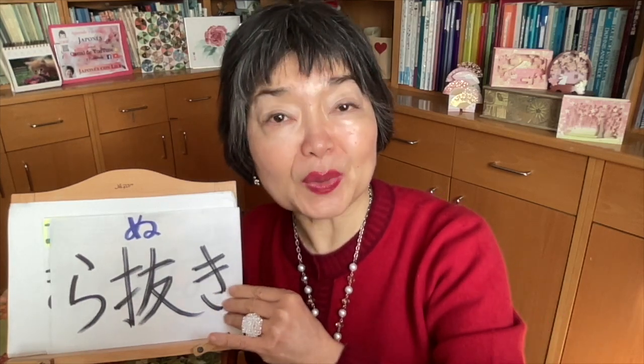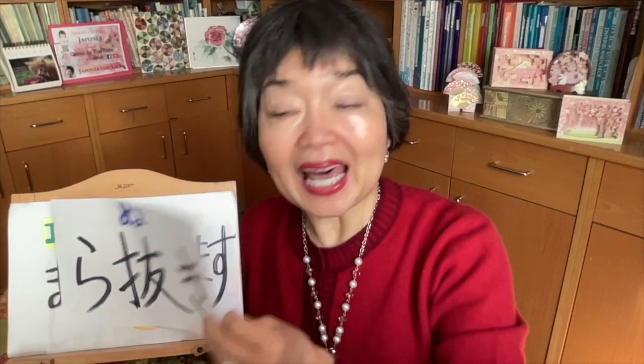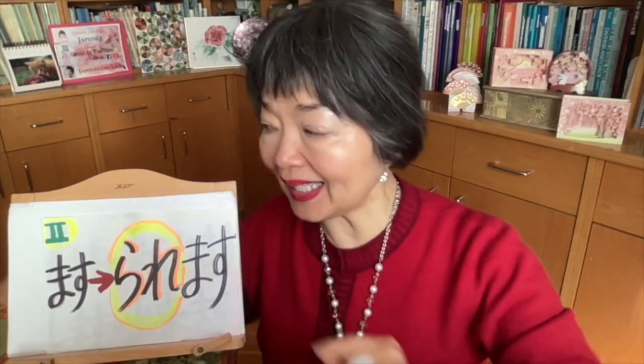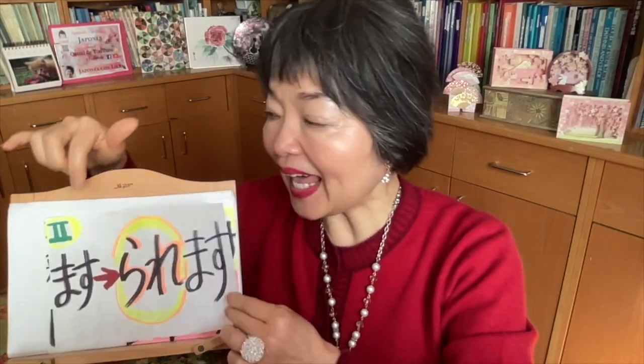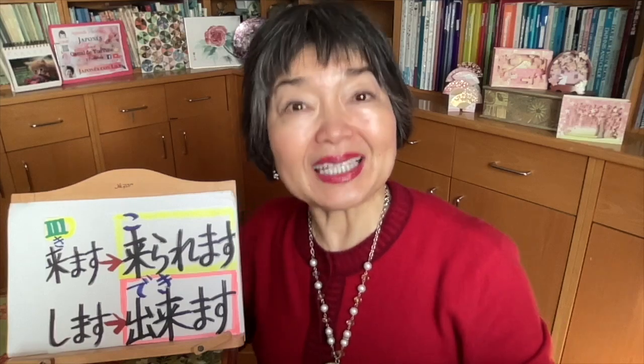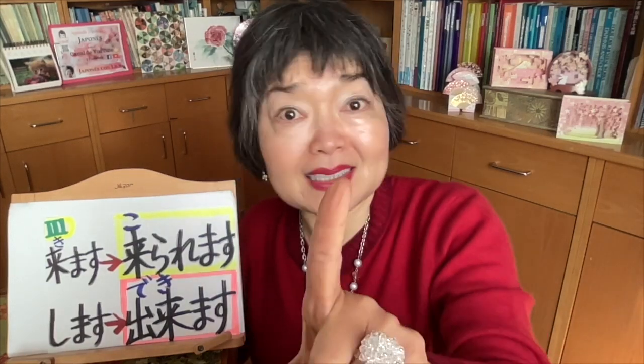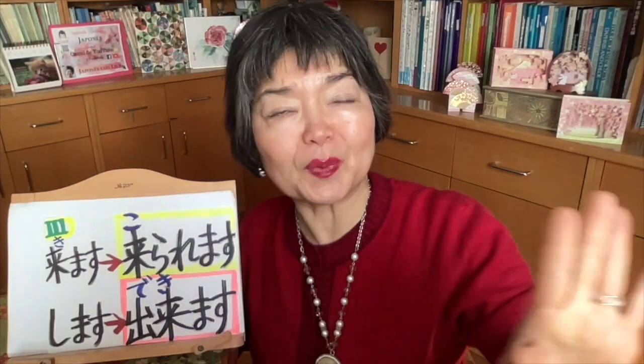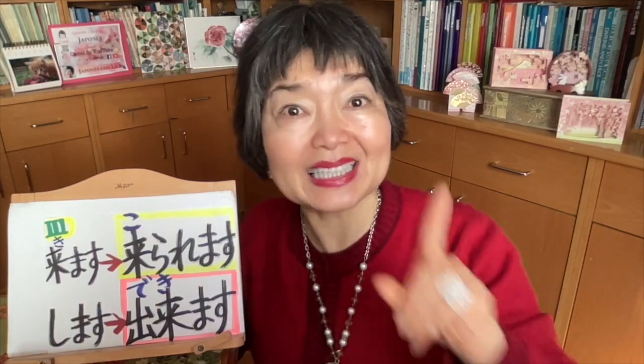Today we learned ら抜き, the omission of the word ら. But I want you to remember that this is only in the second group, and the third group, one of them, 来ます、来られます. This one, 来れます. It means the first group is just the same as the normal way. We don't omit anything in the first group.